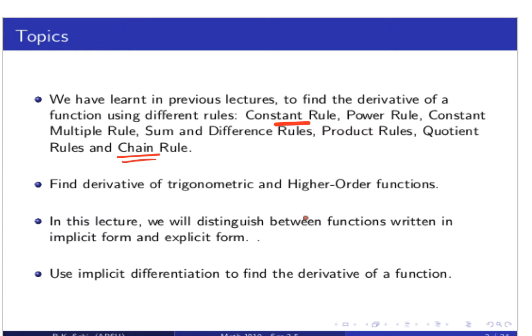To do that, the first thing is we are going to distinguish between functions which are written in the implicit form and the explicit form. And then we will try to find the derivatives. So let's talk about the implicit and explicit functions.